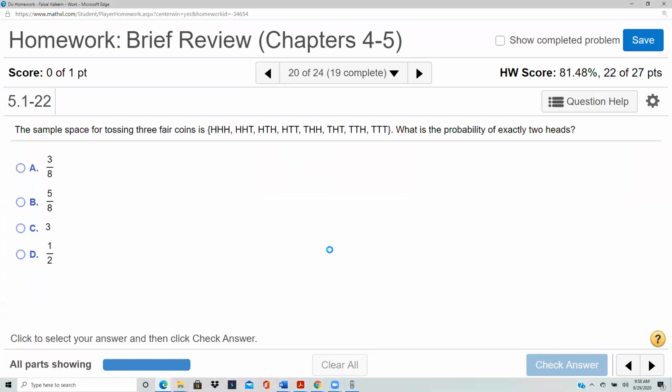The sample space for tossing 3 fair coins is this. What's the probability of exactly 2 heads? So how many total points do you see? 8. And how many of these have exactly 2 heads? 4. So 4 out of 8 equals? 1/2.